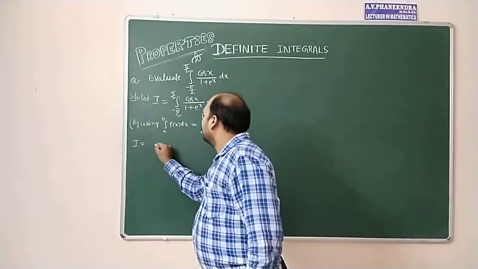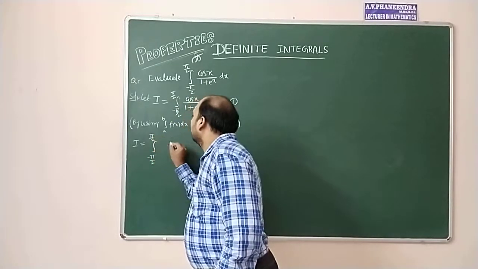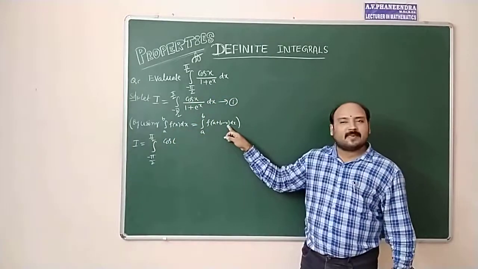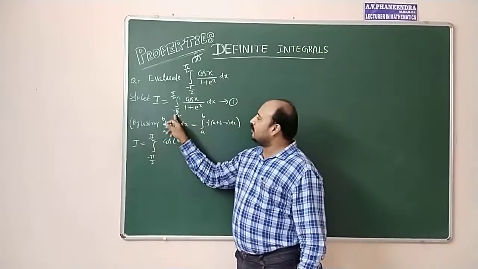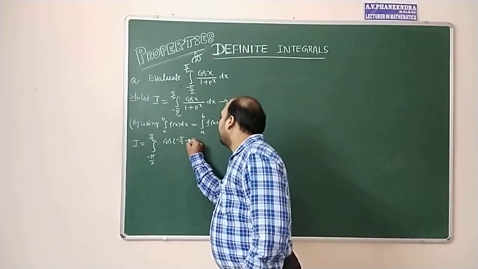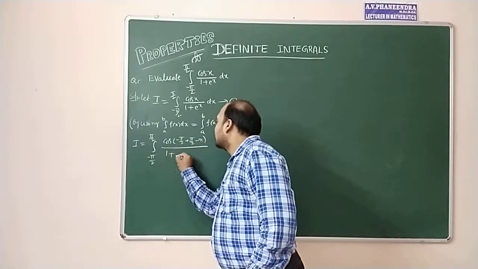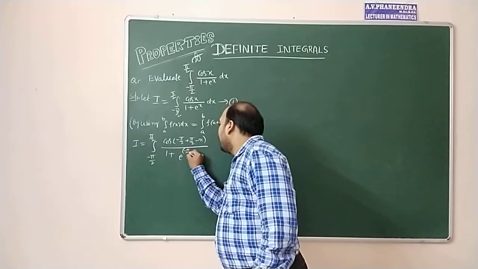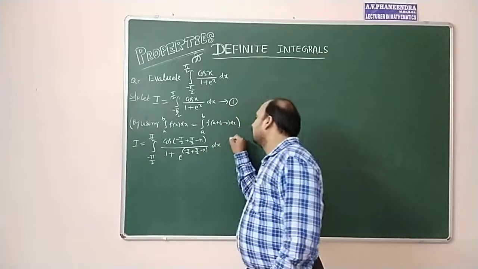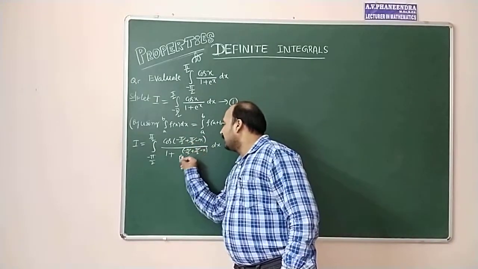So I equal to integral minus pi by 2 to plus pi by 2 cos of, wherever x is there, a plus b minus x you have to write now. So a value is minus pi by 2, b value is plus pi by 2. So cos of minus pi by 2 plus pi by 2 minus x, whole divided by 1 plus e power minus pi by 2 plus pi by 2 minus x into dx. So plus pi by 2 minus pi by 2 gets cancelled.